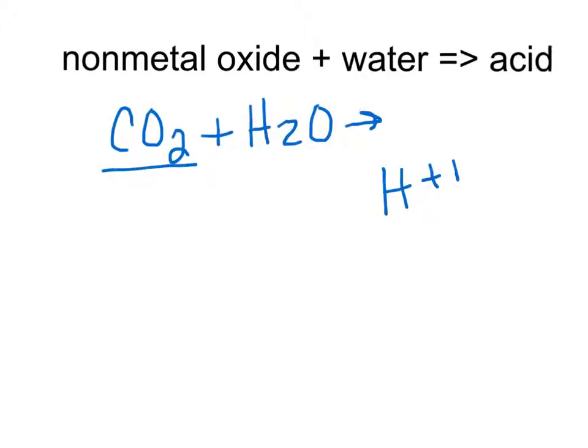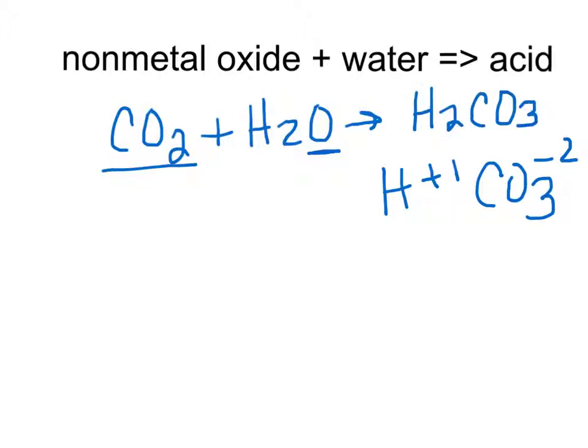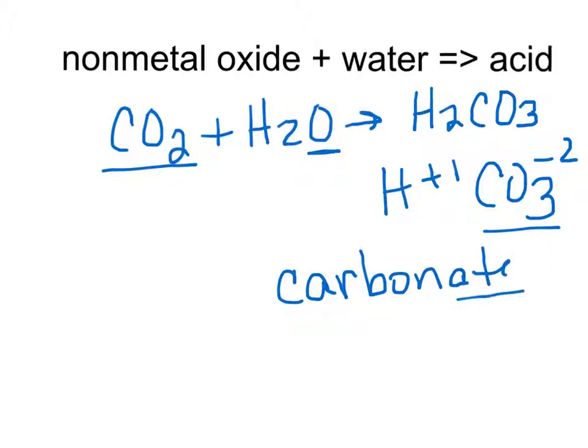And if you look on the reactant side, you have CO2 and another oxygen. That would give you CO3, which is the polyatomic carbonate. So to cancel those charges, you would have H2CO3. And to name the acid, if this is carbonate, any polyatomic that ends in ATE, when it's in an acid, you change the ending to IC, so instead of carbonate, it would be called carbonic acid.